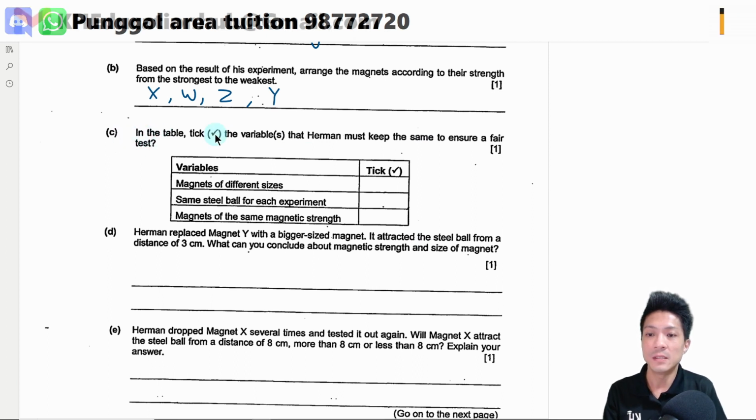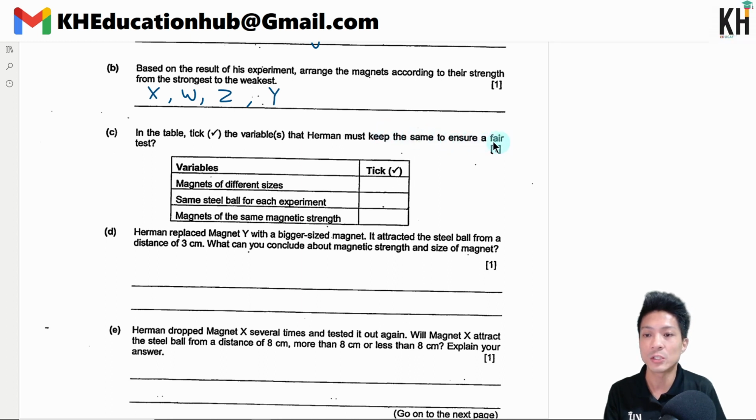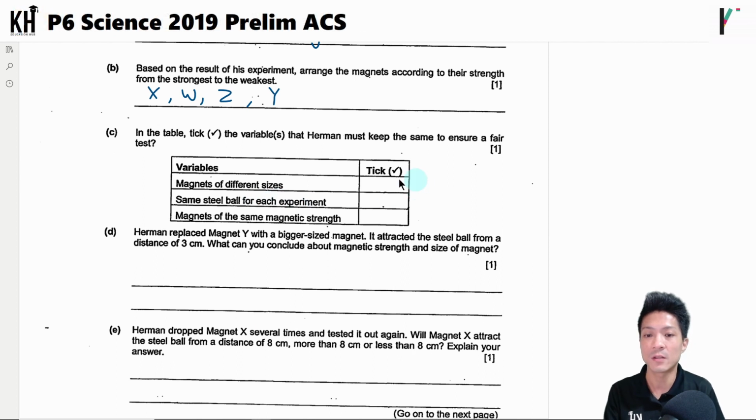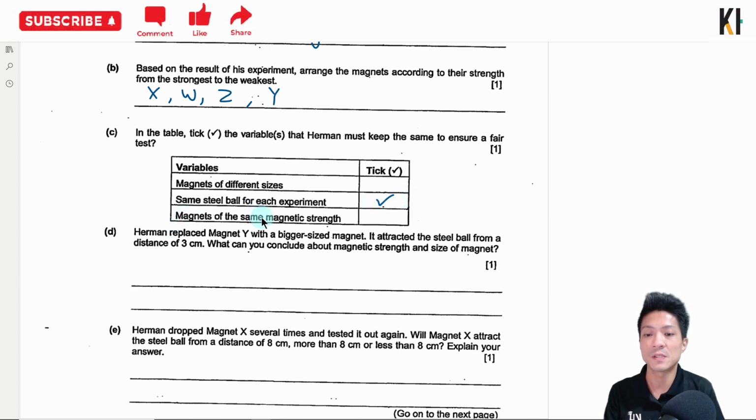Okay, part C, in the table, take the variables that Herman must keep the same to ensure a fair test. Magnets of different sizes, they cannot be different sizes, should be the same size. Same steel ball for each experiment, yes. Magnets of same magnetic strength, no.